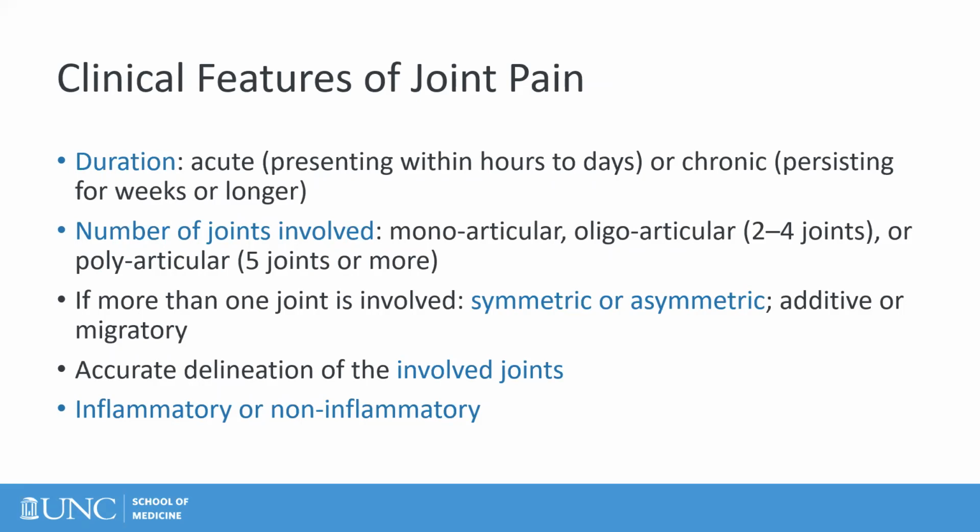It's very important when you're evaluating your patient, both doing your history and your physical exam, to very accurately delineate the joints that are involved, because the patterns of joint involvement, which joints are involved, how many joints are involved, symmetry or asymmetry, can often send you down a diagnostic path.